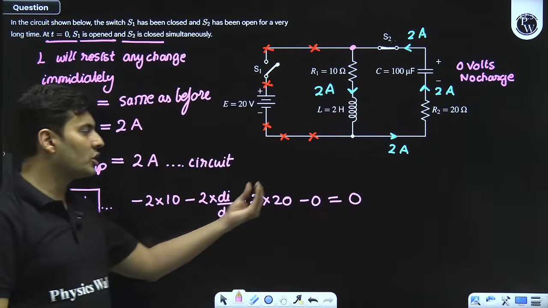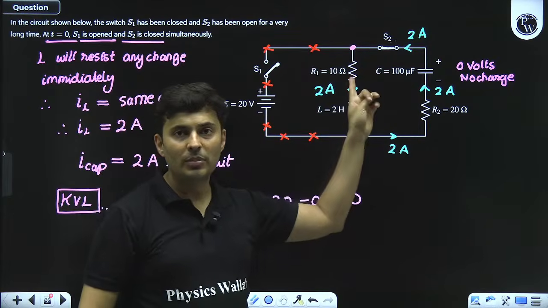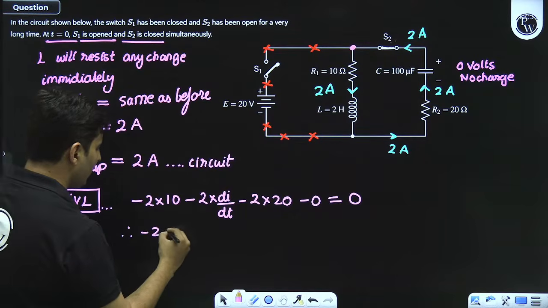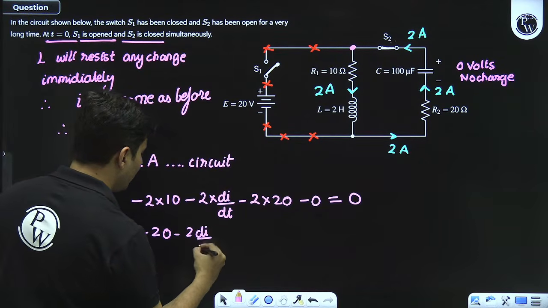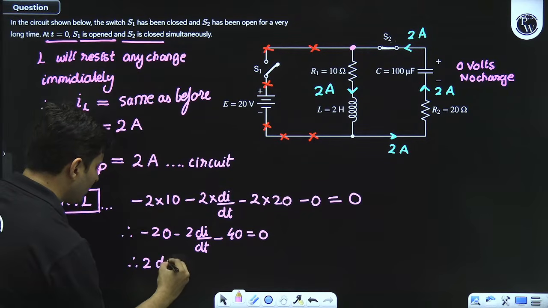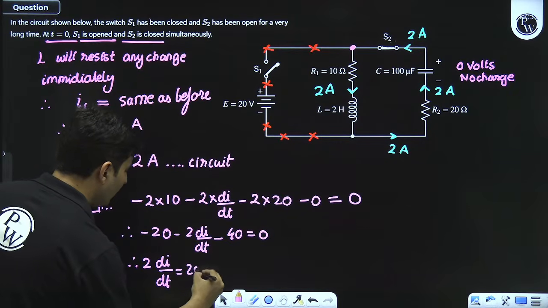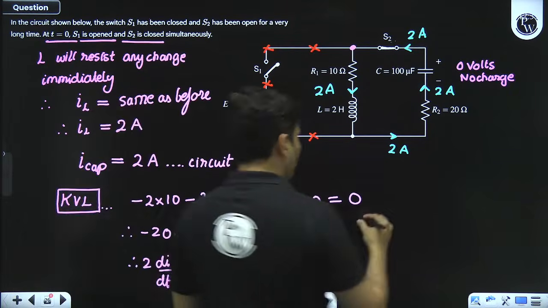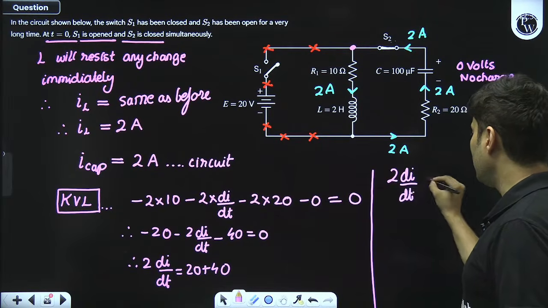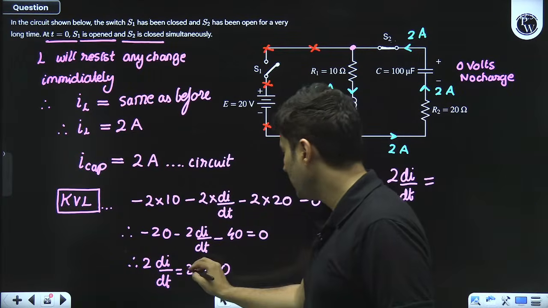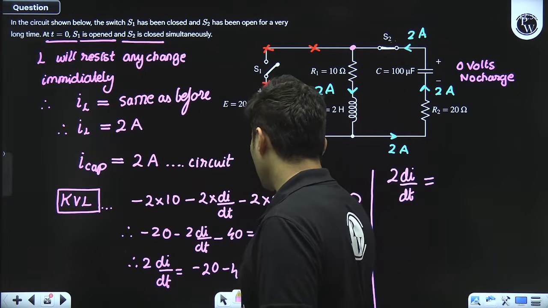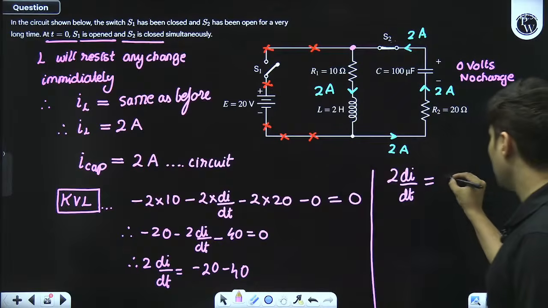So this is my Kirchhoff's voltage law across this loop just after it has been closed and this has been opened. So this will be nothing but minus 20 minus 2 di by dt minus 40 is equal to 0. So therefore 2 times di by dt will be minus 20 minus 40. I've just taken this on this side. So this will be nothing but minus 60.